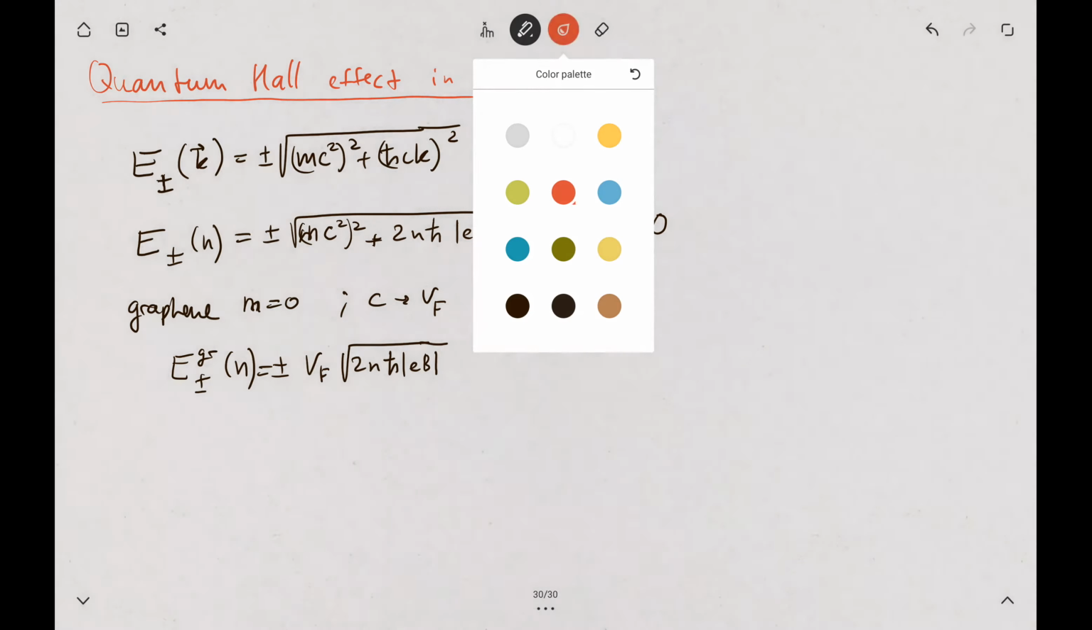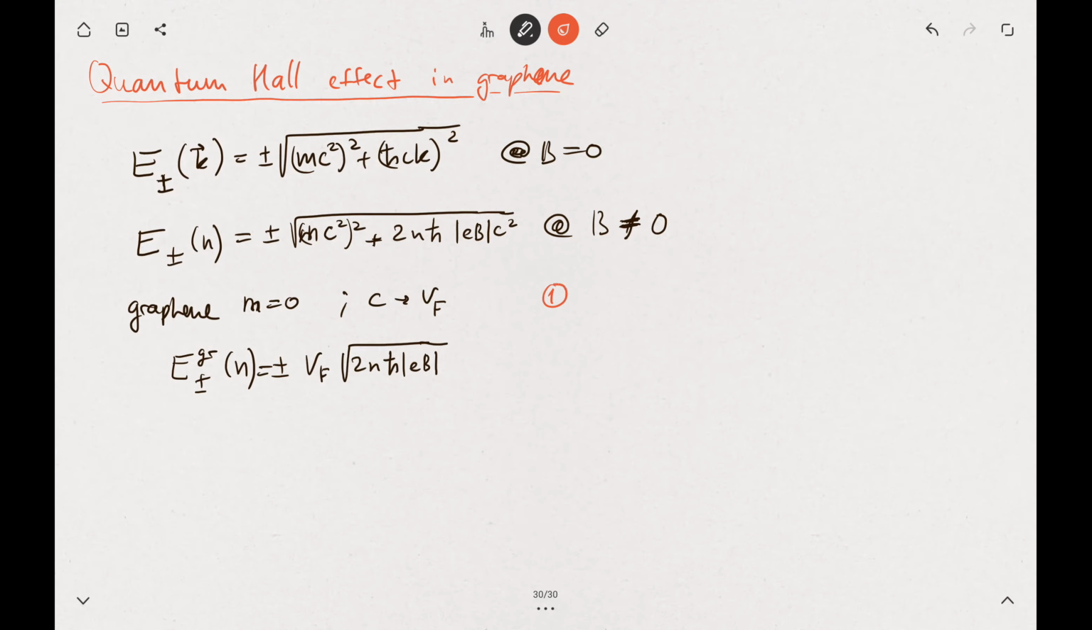And there are several things to note. The first one is that at n equals 0, so when you have the zeroth Landau level, index equals 0, the energy is also equal to 0. And that's very different from the two-dimensional electron gas, where you have n plus 1/2 because of the simple harmonic oscillator problem. So it's non-zero energy for the zeroth Landau level. In graphene, the zeroth Landau level has 0 energy.